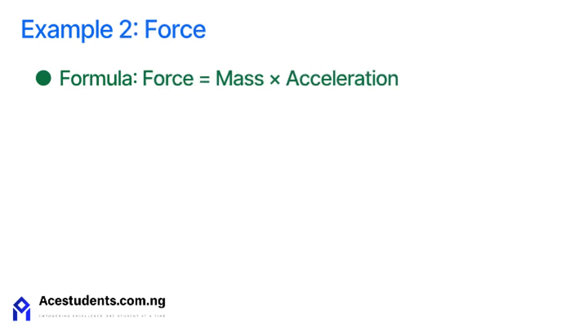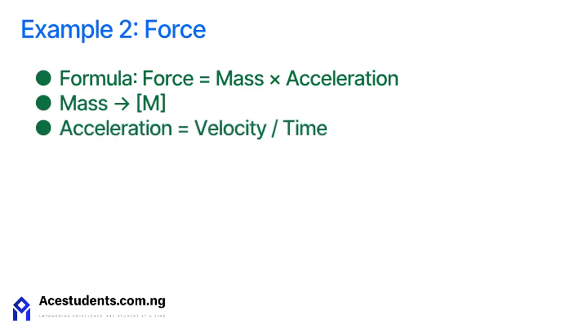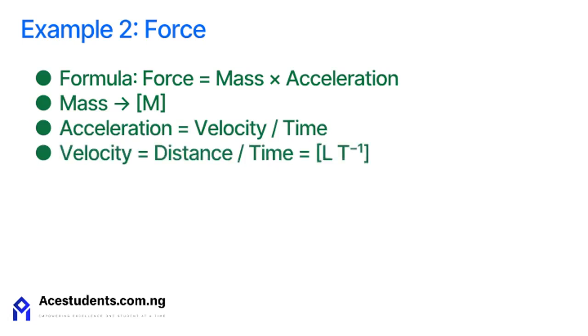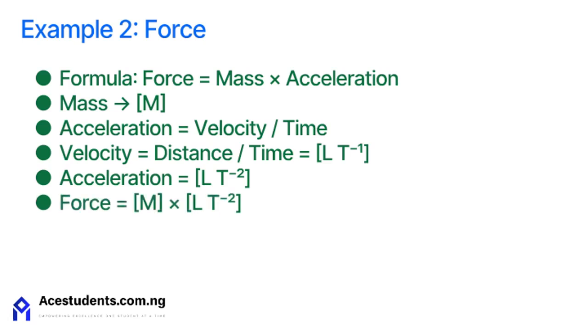Next, we consider force. Force is the product of mass and acceleration. Mass is M. Acceleration is velocity divided by time. Velocity is LT raised to -1. So acceleration becomes LT raised to -2. Now, multiply mass and acceleration. That gives M times LT raised to the power -2. So, the dimension of force is MLT raised to -2.